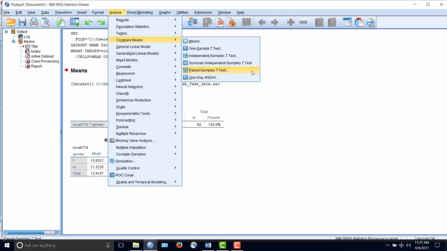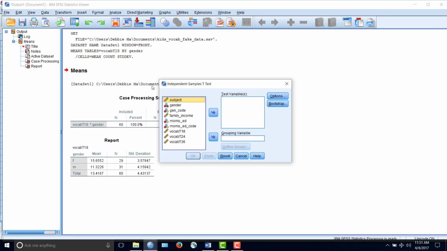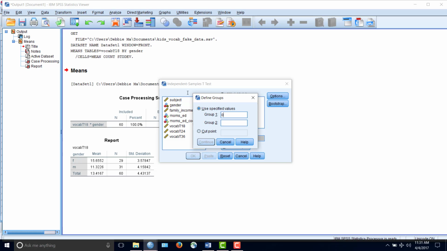And a paired samples t-test we'll talk about in a bit, but this is the kind of t-test that you use when you have a repeated measures design. Okay, so we'll go to independent samples t-test. That's SPSS language for between subjects. And I'm going to put in gender code as my grouping variable.